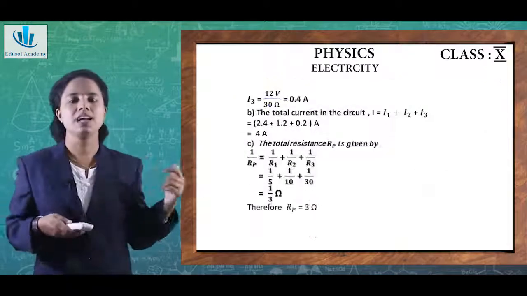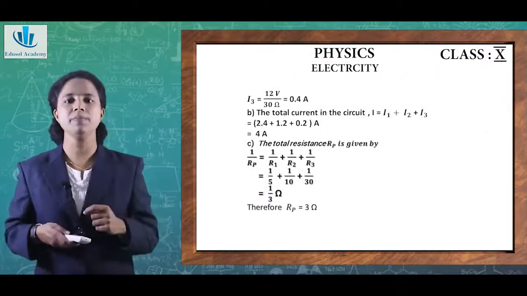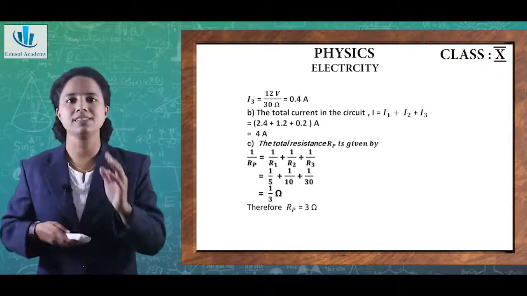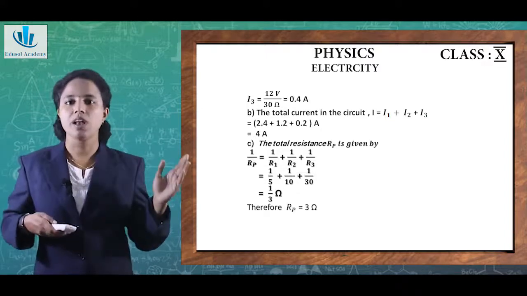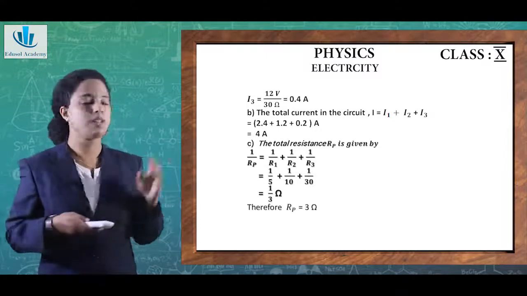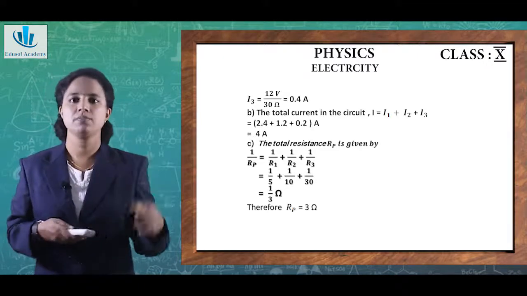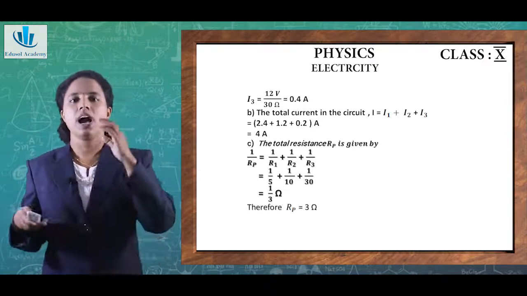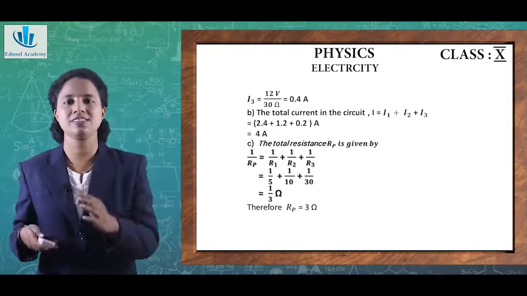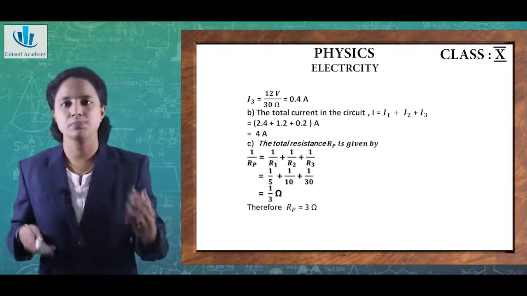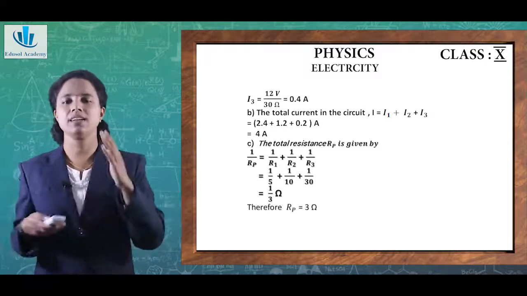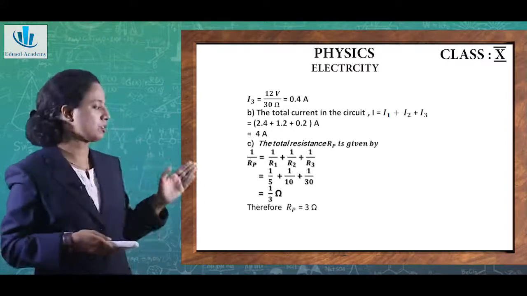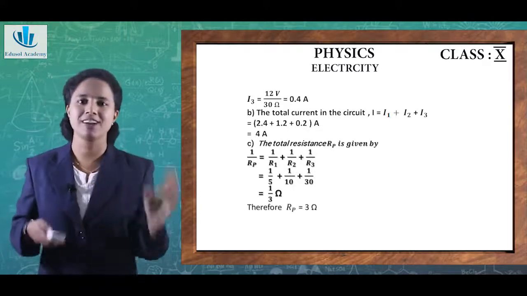And finally, the current I3 through the resistor R3 will be V by R3. So V is again 12 volt and R3 is given already in the question as 30 ohm. So you will get 12 volt by 30 ohm as 0.4 ampere. You are asked to calculate in section B the total current in the circuit. So you have already found currents I1, I2 and I3 through resistors R1, R2 and R3. It's pretty easy. You just add the current in each of the resistors to get the final sum. So 2.4 plus 1.2 plus 0.4 ampere will give you 4 ampere as the total current in this circuit.